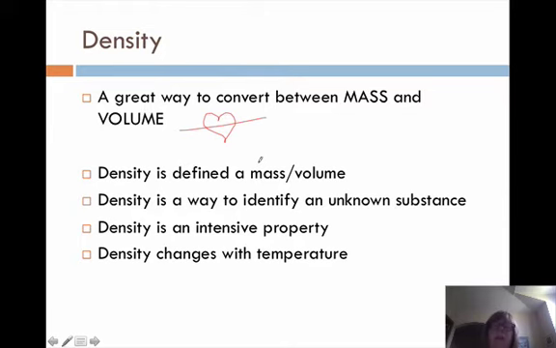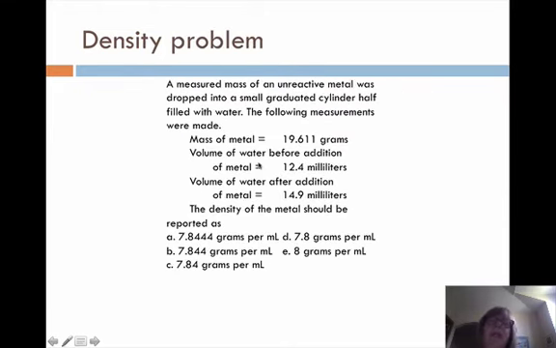All right, but we've never really looked at it as a conversion factor. And so we're going to do the next problem. We'll use density as a conversion factor. But here, let's go ahead and just do a simple density problem and pay attention to sig figs.